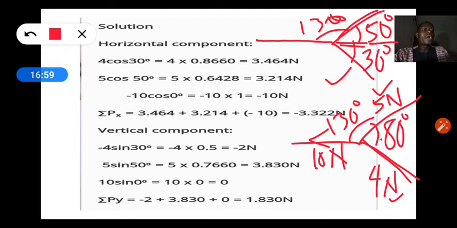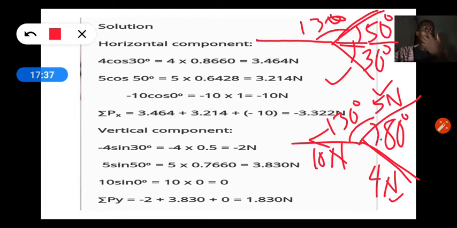Good. Now, don't forget, when we are resolving, we can only make use of the angle to the horizontal or to the vertical. So 80 is not to the horizontal or to the vertical. 80 is showing an angle between forces 5 newtons and 4 newtons. So I can't use that 80 the way it is. So what I'm going to do is break it down the way I've done it so that I can know the actual angle that we are having to the horizontal.